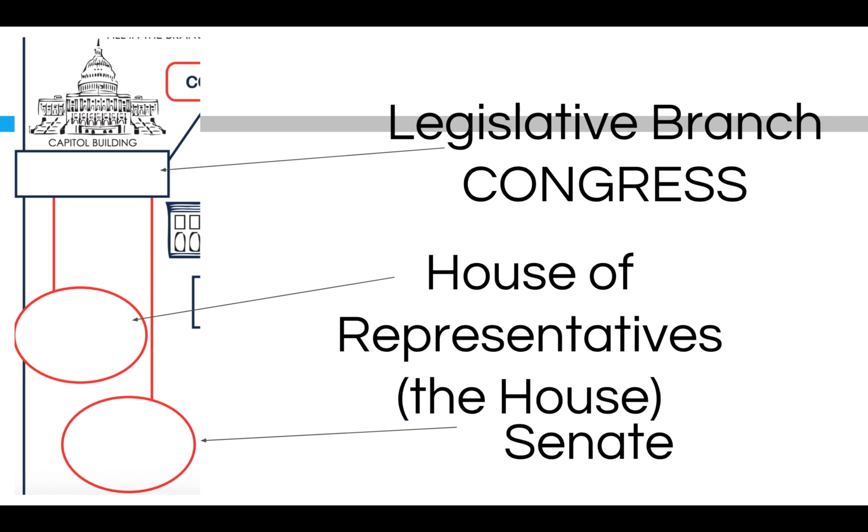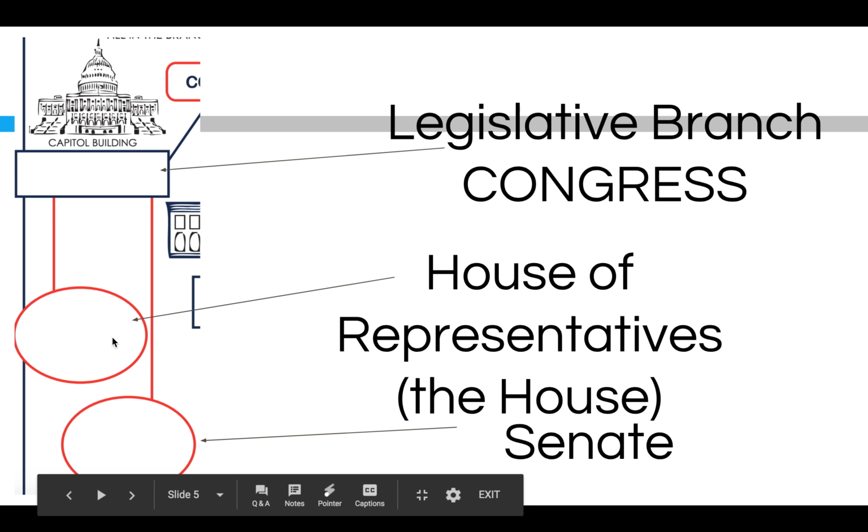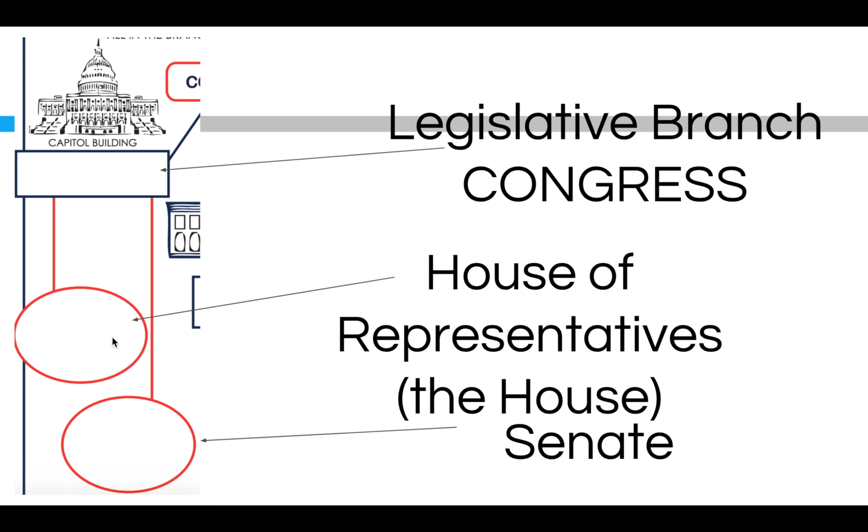And again, you'll recall from our notes a while back that the legislative branch is made up of Congress, which is bicameral, meaning it is split into two parts, the House of Representatives and the Senate. Sometimes I'll refer to the House of Representatives simply as the House for short, and then the Senate. So the House and the Senate are the two parts of Congress.